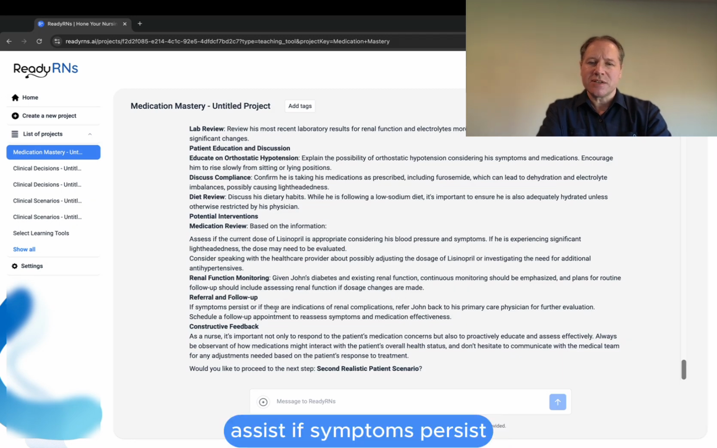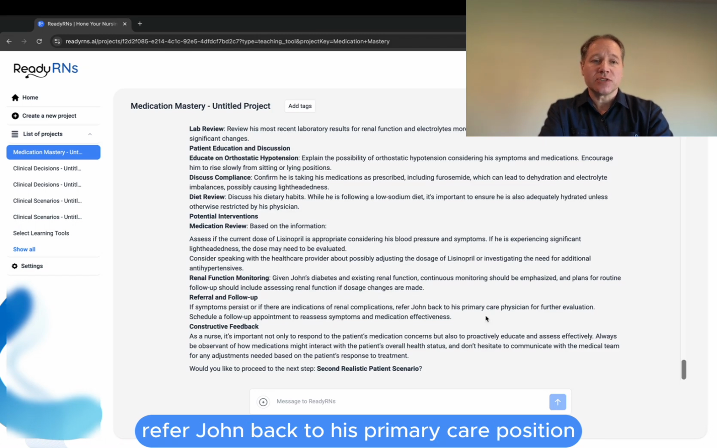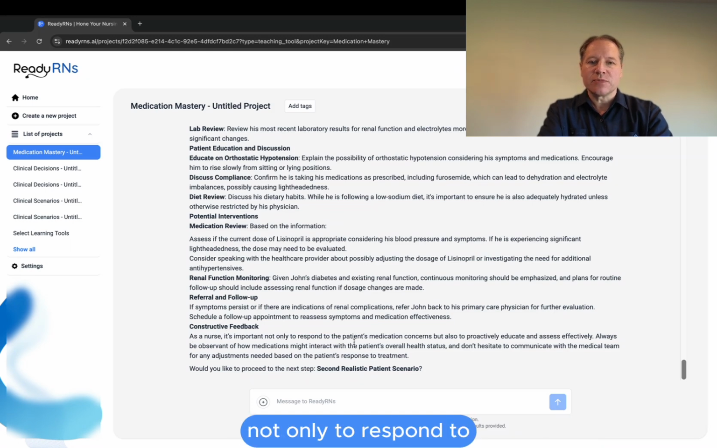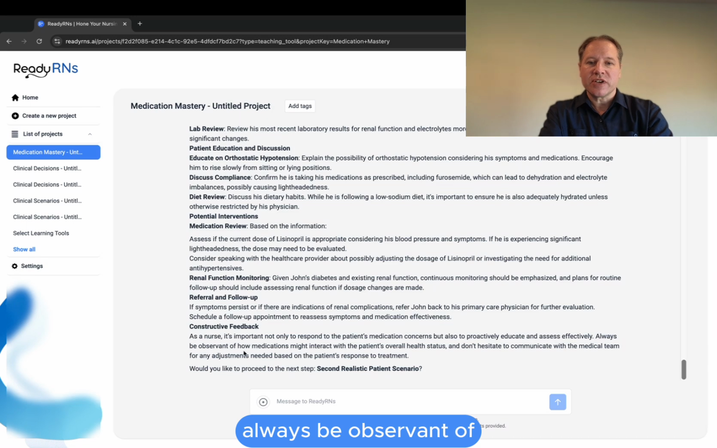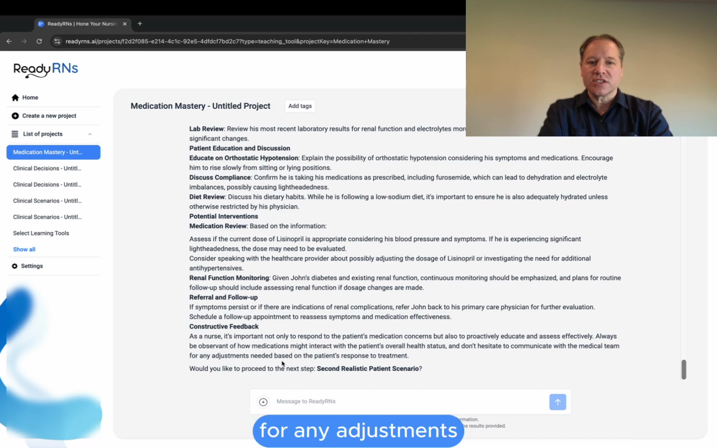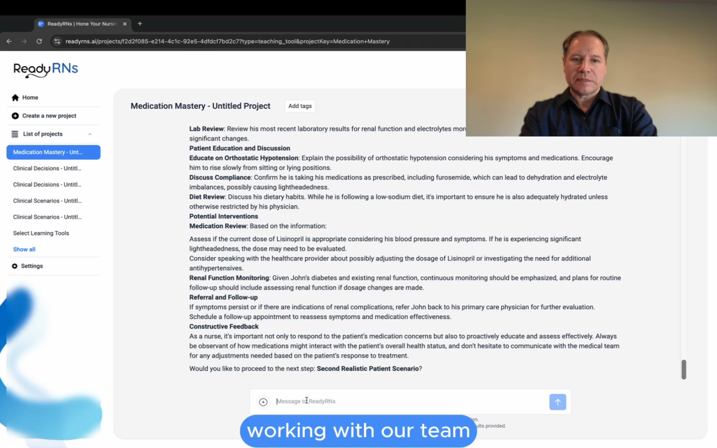If symptoms persist or if there are indications of renal complications, refer John back to his primary care physician for further evaluation and schedule a follow-up. As a nurse, it's important not only to respond to the patient's medication concerns, but also proactively educate and assess effectively. Always be observant of how medications might interact with patients' overall health status, and don't hesitate to communicate with the medical team for any adjustments. And we're pretty good at that as nurses, working with our team.